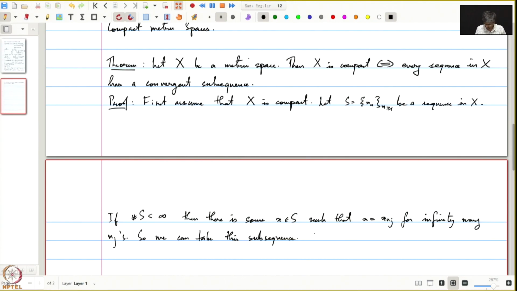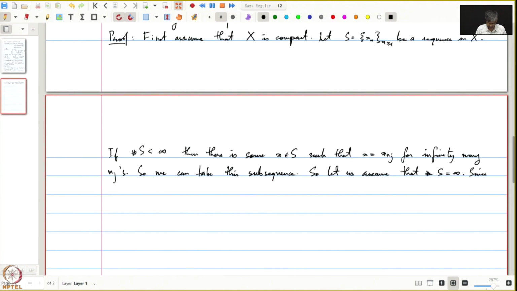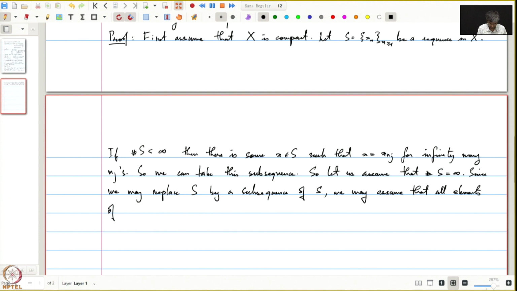So let us assume that the cardinality of S is infinite, right? Since we may replace S by a subsequence of S, we may assume that all elements of S are distinct.